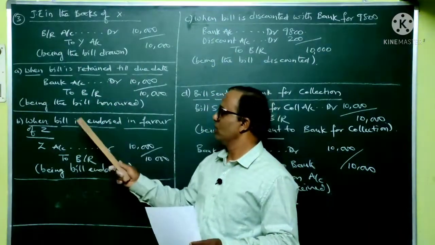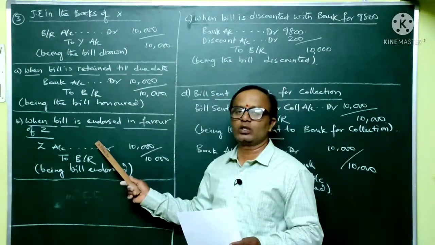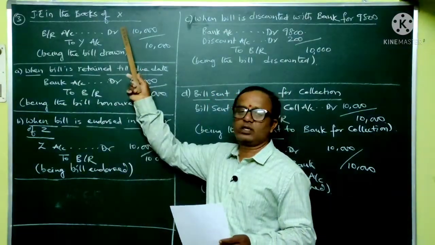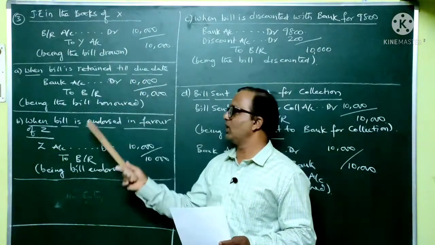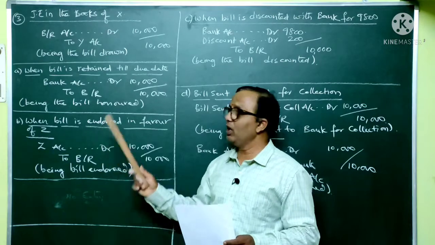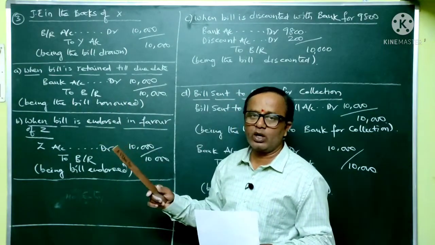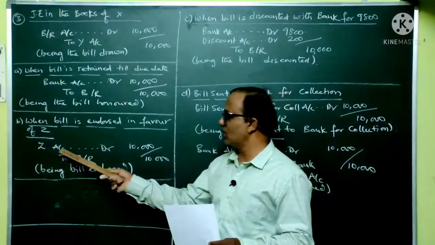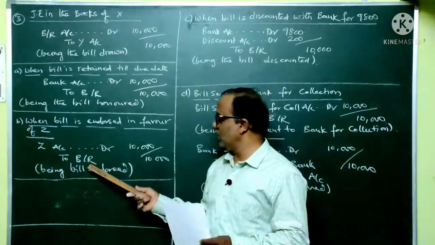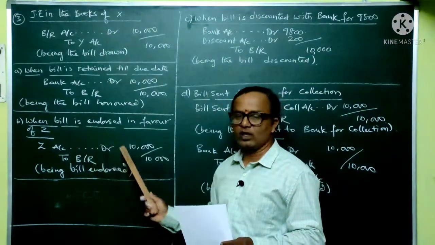Next, second situation, when the bill is endorsed in favor of Z. Who has endorsed? You, who are X, you have endorsed in favor of Z. So when you have endorsed in favor of Z, in your books, as the drawer of the bill, the entry will be Drawee Account Dr. to Bills Receivable. Drawee means Z. Z Account Dr. to Bills Receivable, being the bill endorsed in favor of Z.